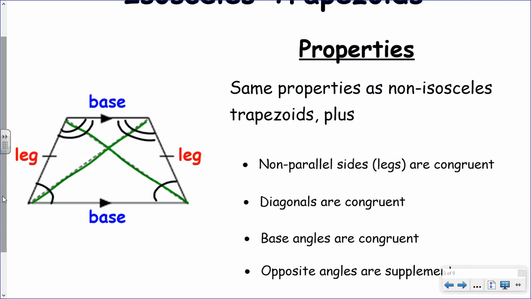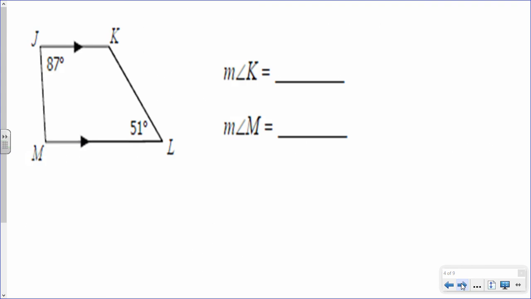Okay, so we're going to do 6 practice problems dealing with trapezoids. So here's the first one, and we want to find angle K and angle M. So we can find angle M because angle J and angle M would be consecutive or same side interior. So we would do 180 minus 87, and then this one would be 93 degrees. So angle M is 93 degrees.